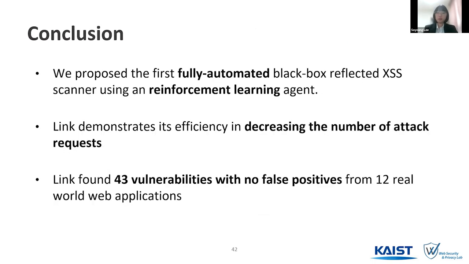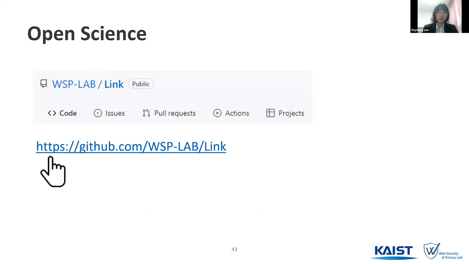In conclusion, we proposed the first fully automated black box reflected cross-site scripting scanner with reinforcement learning. In addition, Link shows its efficiency in decreasing the request overhead, and Link can find 43 vulnerabilities with no false positives from 12 real-world applications. To support future research, we make our code public at this address.